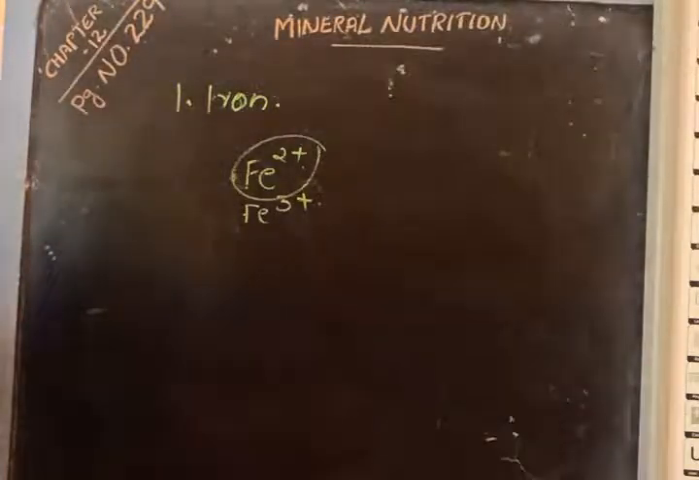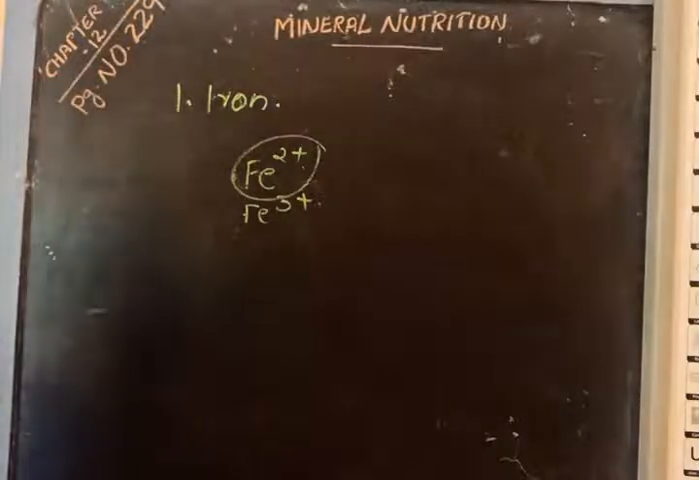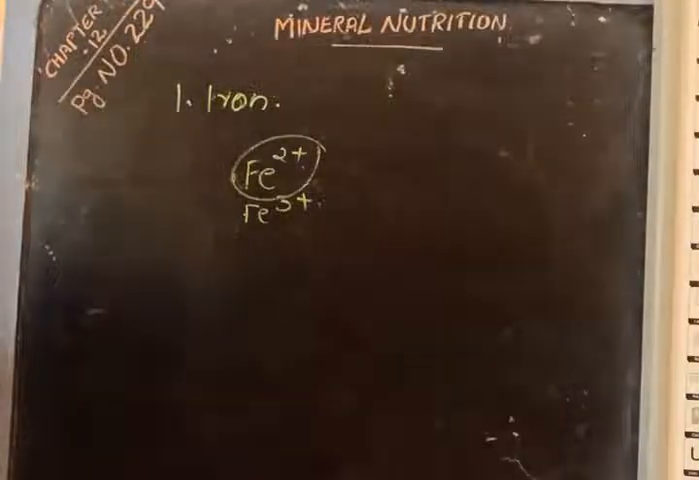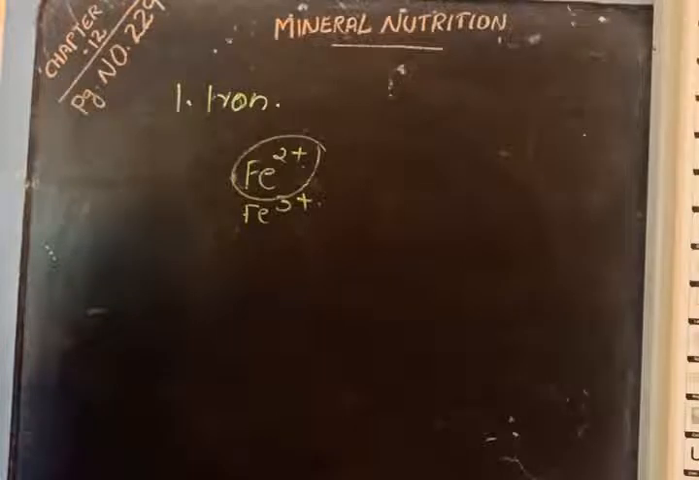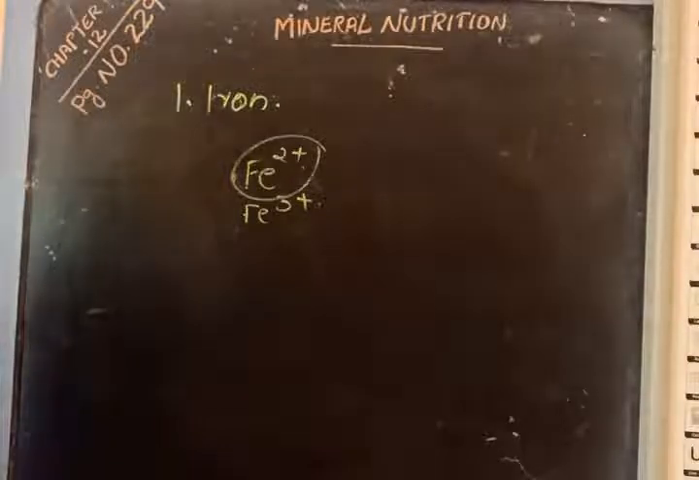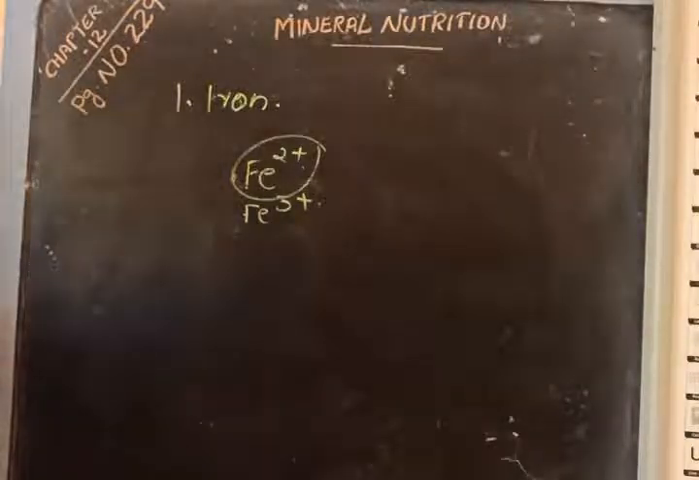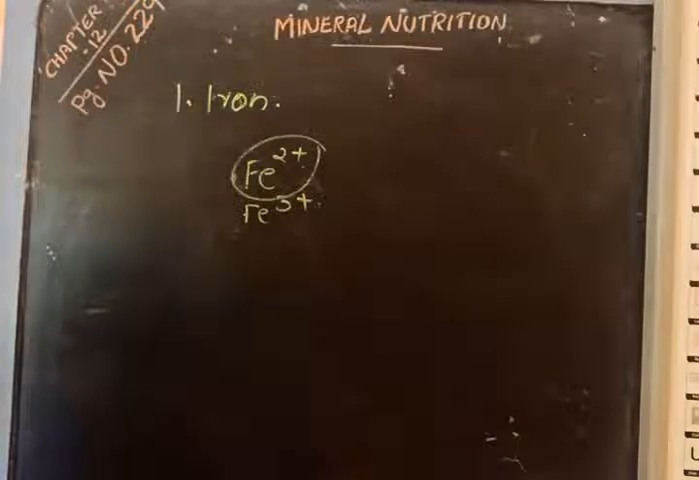Mostly fruit trees are sensitive to iron. The deficiency symptoms of iron are interveinal chlorosis, formation of short and slender stalk, and inhibition of chlorophyll formation. So these are about iron.